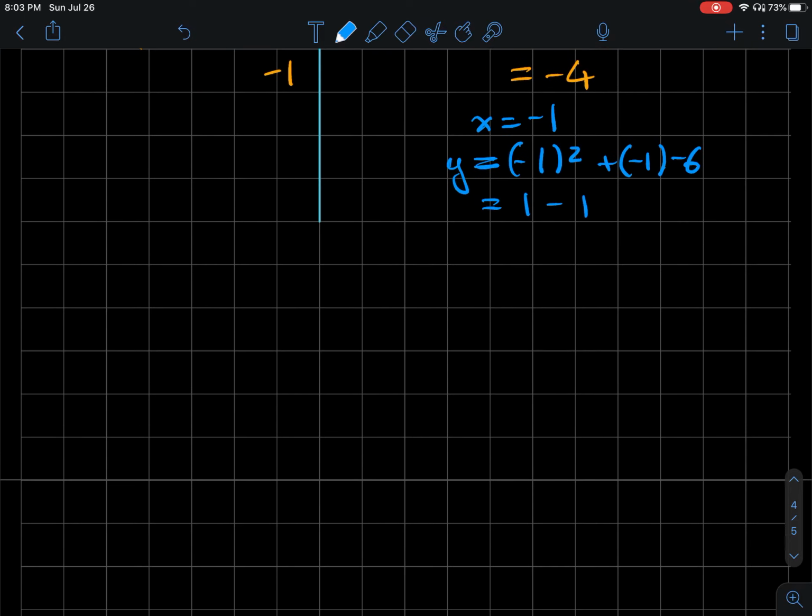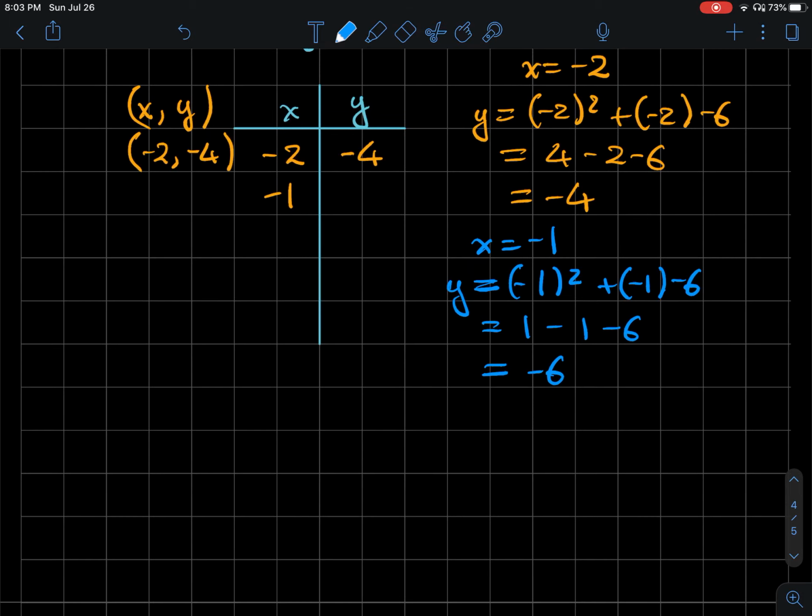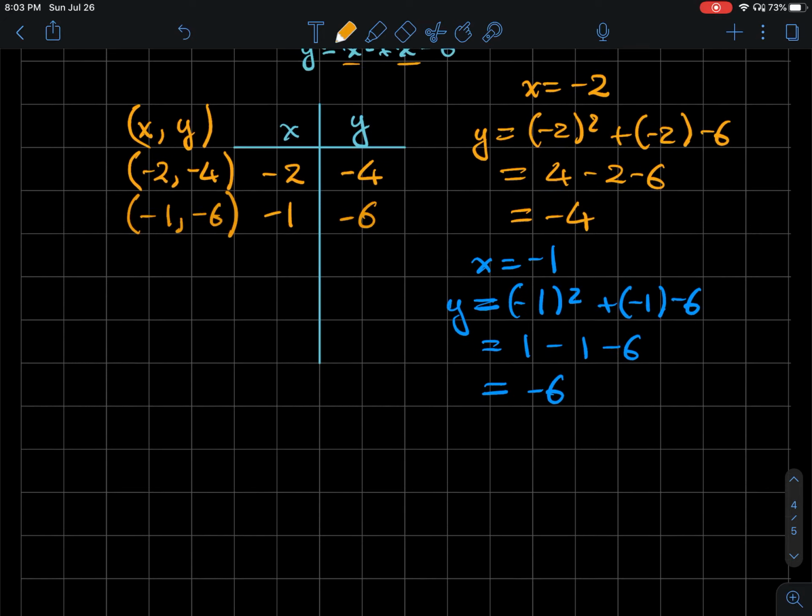That becomes 1 minus 1 minus 6, or just -6. So this becomes -1, -6. And the point here is -1, comma, -6. That's pretty easy, right? So you can keep doing it.